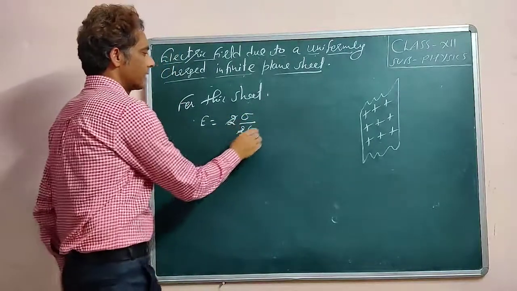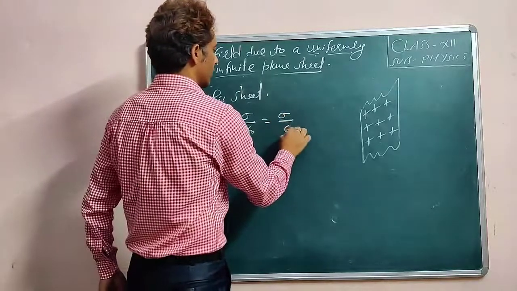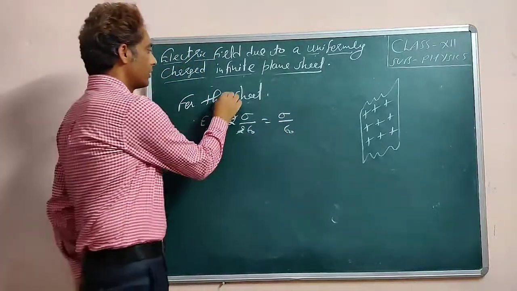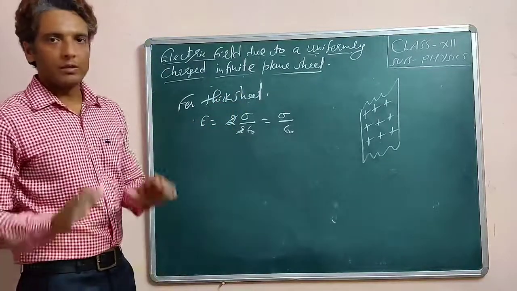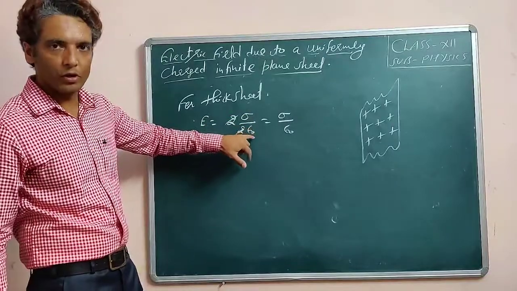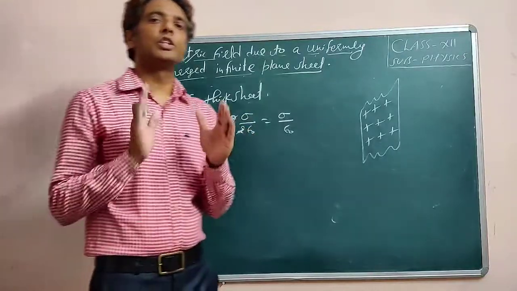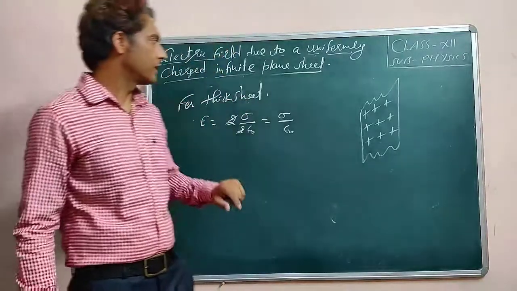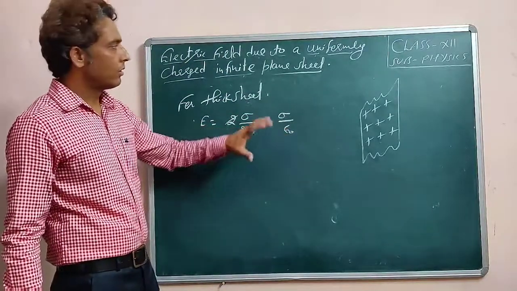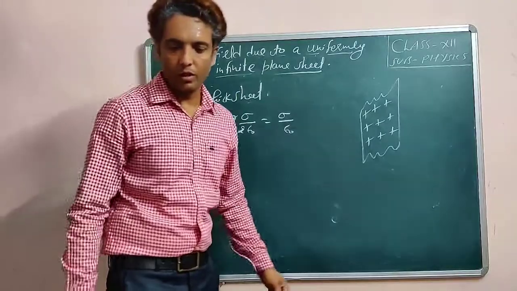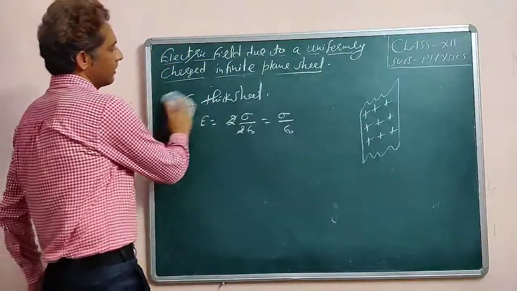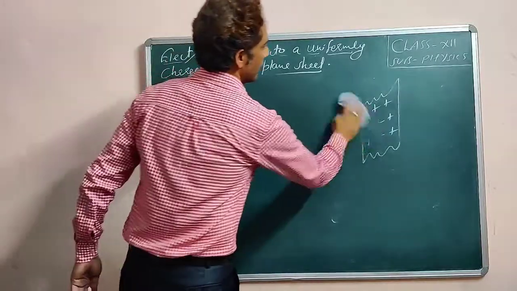So this will get cancelled. We will get sigma by epsilon naught. So this is the electric field intensity due to thick sheet. In case of thin sheet, electric field is sigma over 2 epsilon naught, and if the sheet be thick, in that case the electric field intensity will be sigma by epsilon naught. Now we will use this formula for calculating electric field due to combination of sheets.